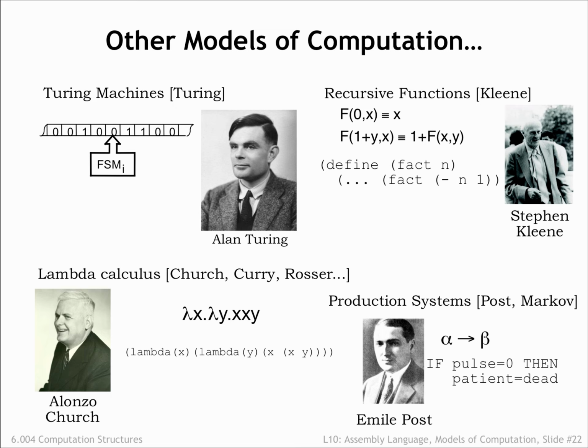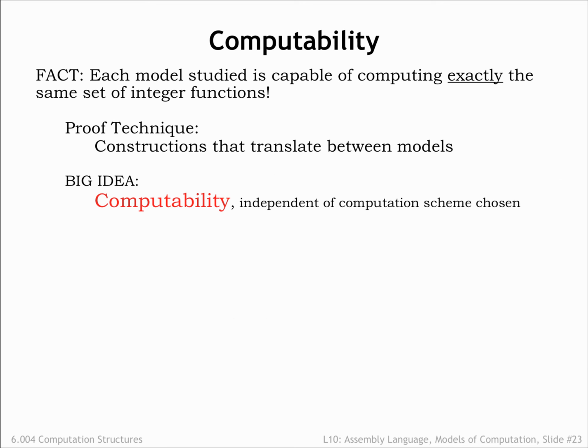They were all particularly intrigued with proving the existence of problems unsolvable by realizable machines, which of course meant characterizing the problems that could be resolved by realizable machines. It turned out that each model was capable of computing exactly the same set of integer functions. This was proved by coming up with constructions that translated the steps in a computation between the various models.